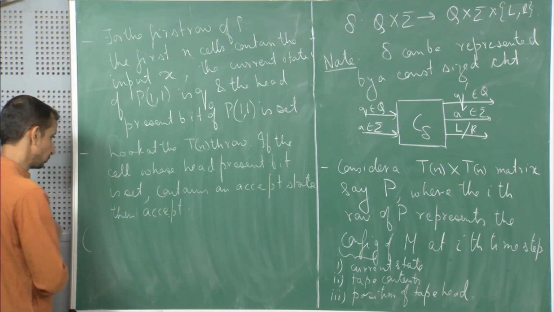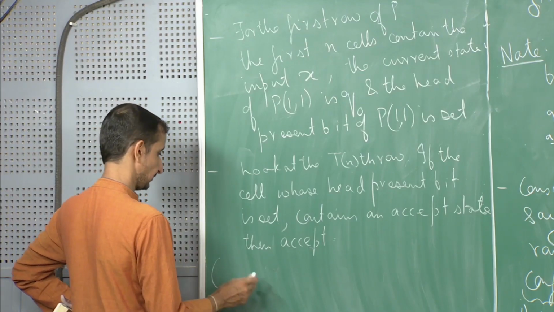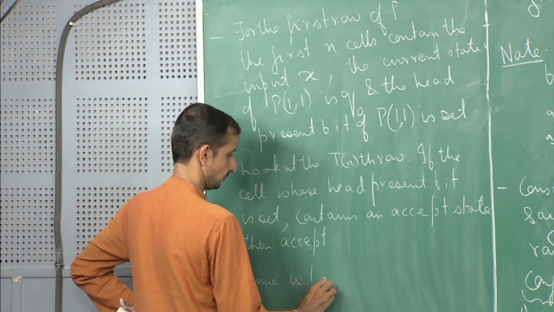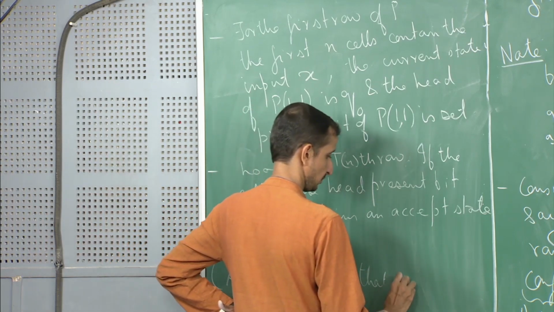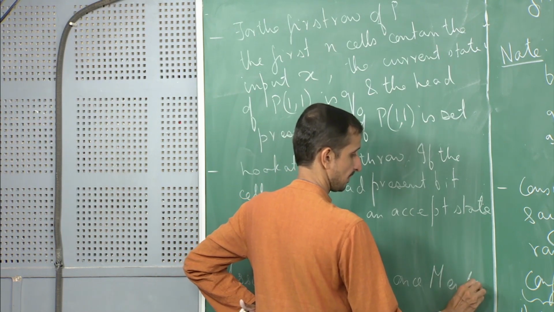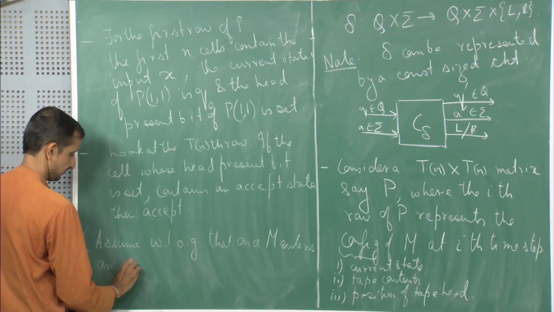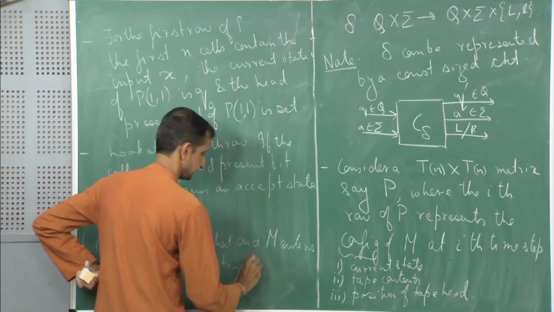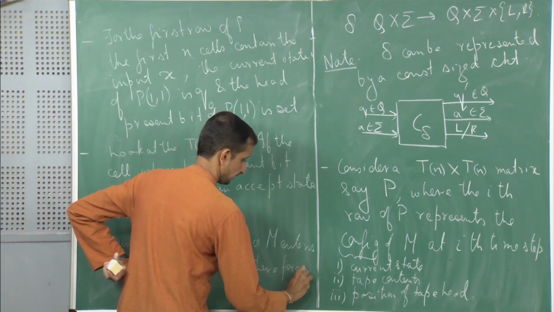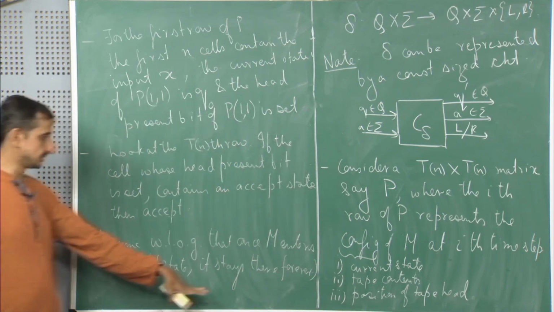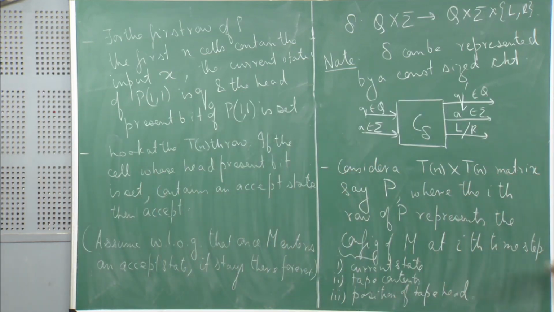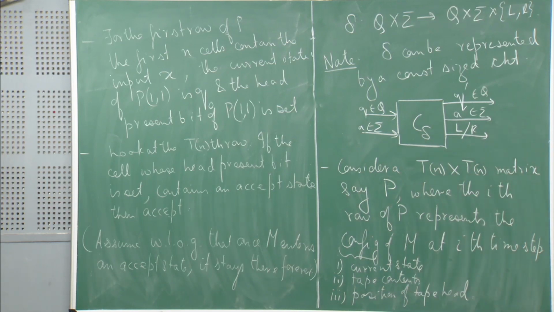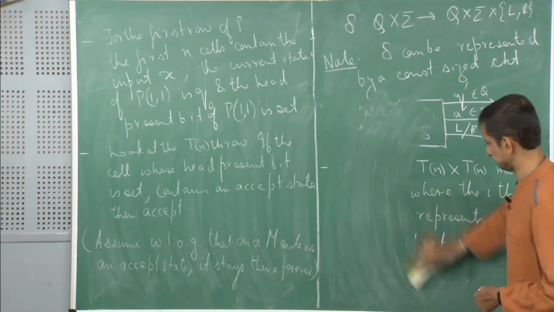And one other thing that we need to mention, because we are looking at the Tnth row, is the following: assume without loss of generality that once M enters an accept state, it stays there forever. You can modify the transition function to make sure that from an accept state it does not go to any other state. So, we know that if it had entered an accept state at any row, it will remain at an accept state in the last row as well. So, this is more or less the entire proof.